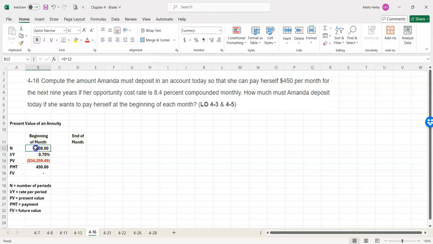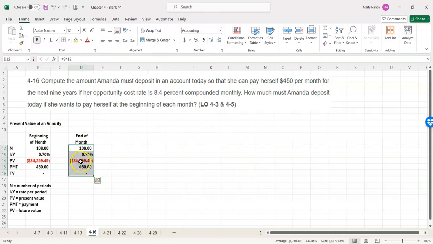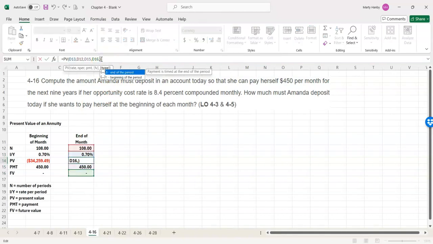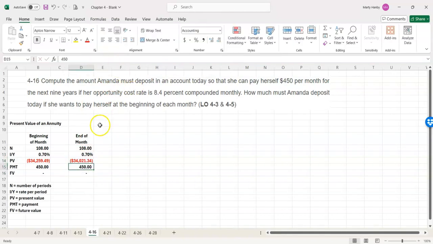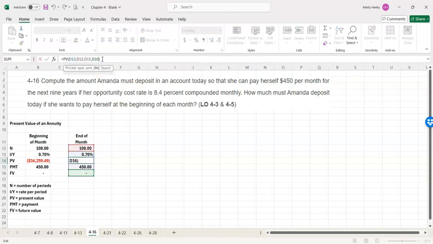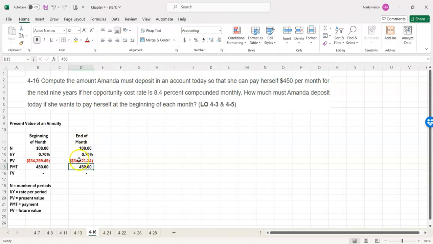If we do the end of the month, you just copy this over, and it's still set for beginning of the month. But I come here and I can do a couple things. I can enter a 0 here. The other thing I can do is just delete the 0. And I get the same thing, $34,021.34. So if she wanted to receive the payments at the end of the month, it would cost her less.